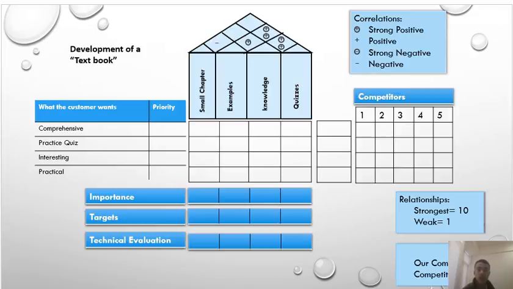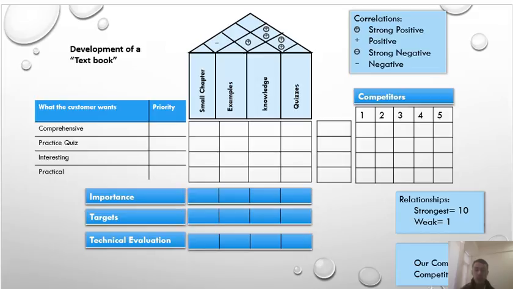So starting off, I am taking an example of the development of a textbook. So what I do is I do basic research on the students. Let's suppose this book is for matric students, so I do basic research, interviews and surveys, and ask them what they want to see in a book. After conducting that research, I reach this point: comprehensiveness, interesting, practice quizzes, and practicality.